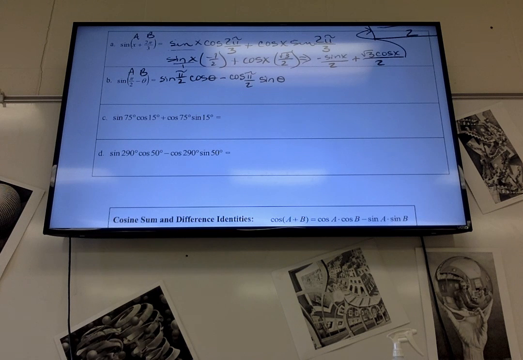Okay, so plugging that in. Sine of pi over 2 is 1 times cosine of theta. Cosine of pi over 2 is 0 times sine of theta. 1 times cosine is cosine. And 0 times anything is 0, so it's just cosine of theta.